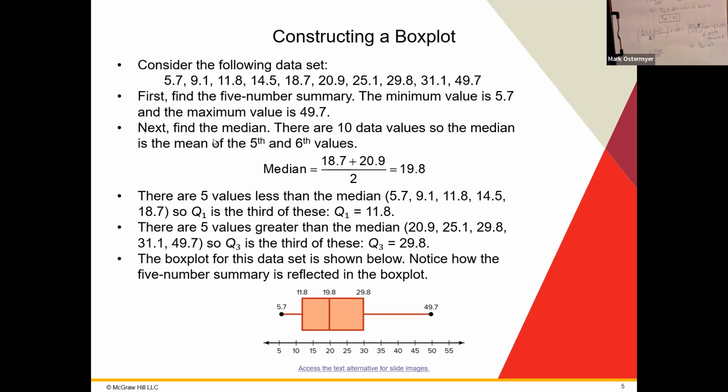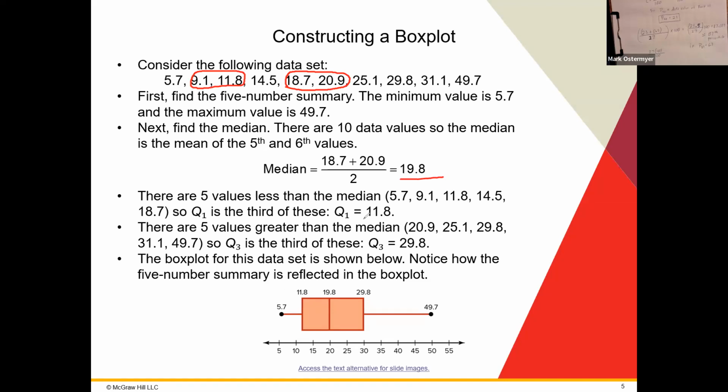The median, since there are 10 observations in the data set, would be the average of the middle two. So the median would be the average of 18.7 and 20.9. That's the second quartile or the 50th percentile or the median, which is 19.8. The first quartile or the 25th percentile would be the median of the lower 4 observations, which is going to be the middle value of these two values. So the first quartile will be the average of 9.1 and 11.8.